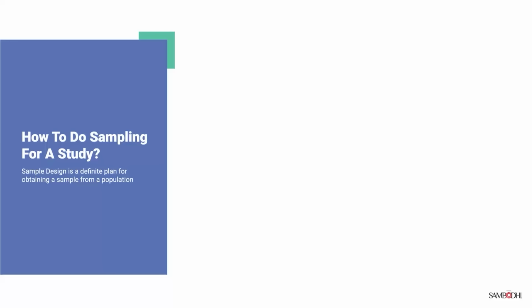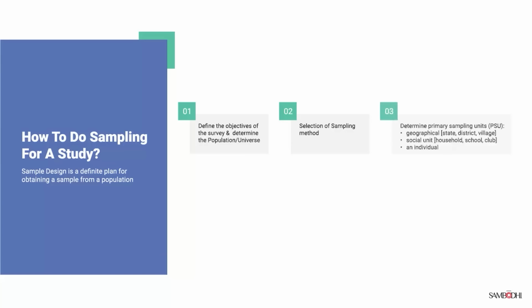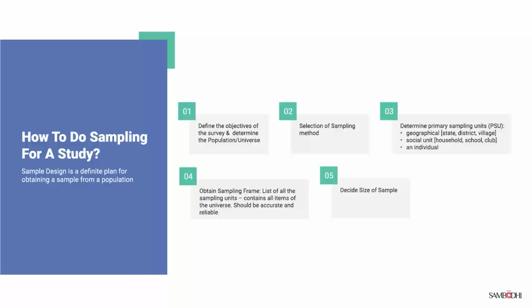Now that we know the estimation of sample size and the key criteria associated with it, let us take a look at how to do so. First, we must define the objectives of the survey and determine the population. Then, we must select the appropriate sampling method, after which primary sampling units need to be determined. The next step involves obtaining the sampling frame, which includes a list of all the sampling units. Then, we need to decide the sample size, after which we execute it.